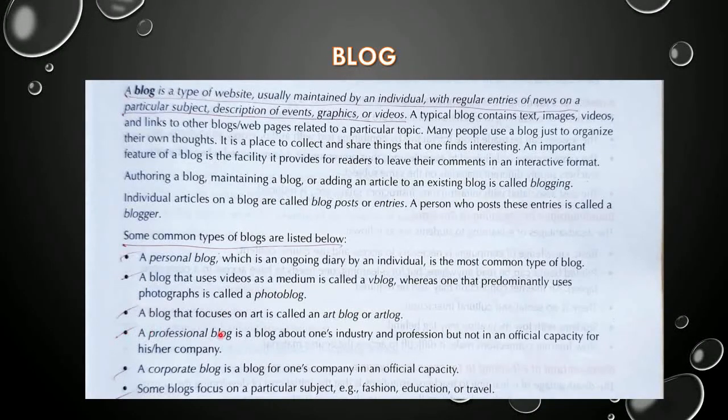A blog that focuses on art is called an art blog. If anybody creates a blog about art, that is called an art blog. A professional blog is a blog about one's industry and profession, but not in an official capacity for his or her company. Professional blogs are ones that are about an industry or profession, like engineering, marketing, management, and different professions. It is not official.